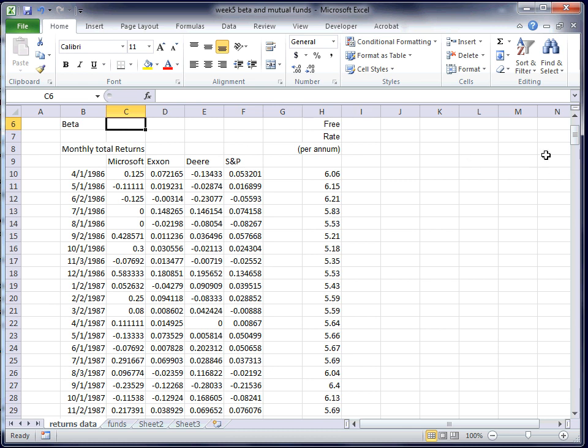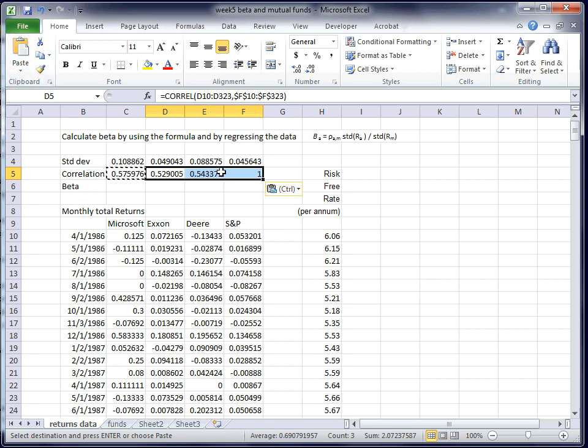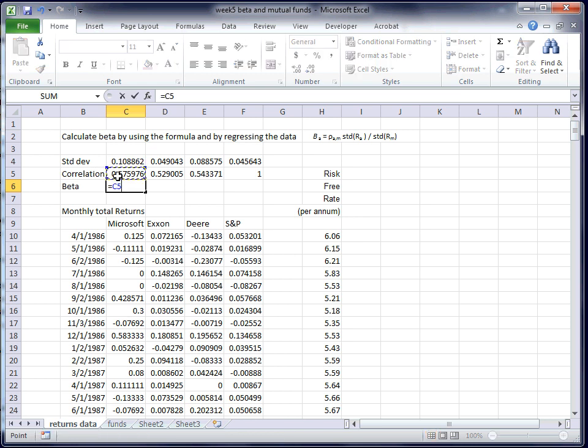And there's that function. So that gives us the correlation coefficient, 0.56 or 57. Copy that over. 100% correlation between the S&P 500 and itself. And then we write beta here. So the beta equals the correlation coefficient times the standard deviation of the asset itself divided by the standard deviation of the market. And again, I'm going to put dollar signs here.